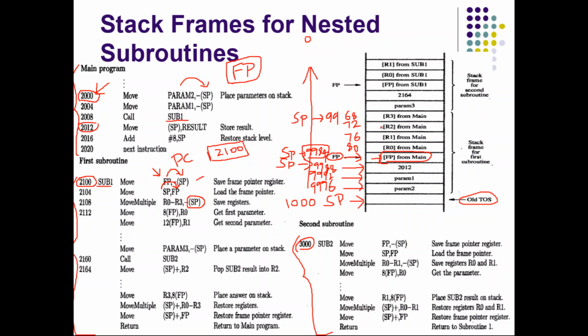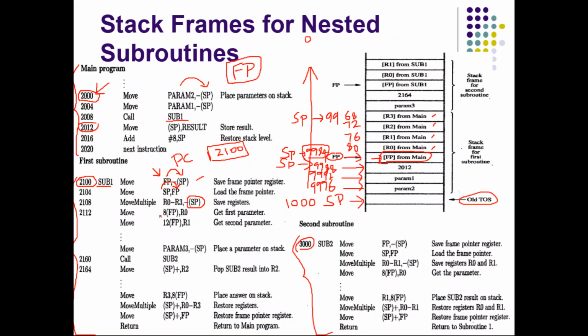So why are we pushing these? Because the called program, that is the subroutine, wants to use these registers. But the calling program, the main program, might have used R0, R1, R2, R3, we don't know. Those values from main are pushed into the stack. You can see here R0 from main, R1 from main, R2 from main, R3 from main, because later once the control gets back to the main program, these values should be retained. So they are pushed.